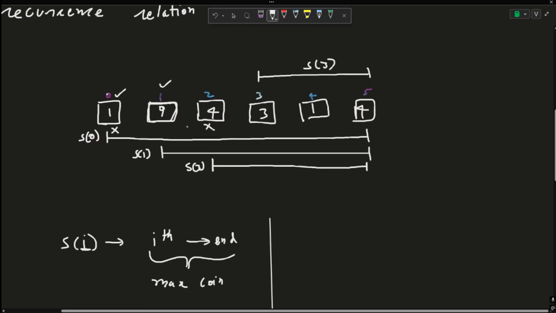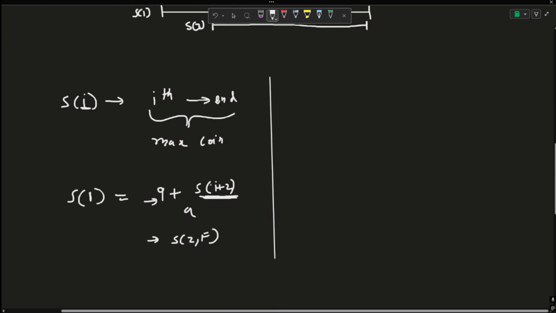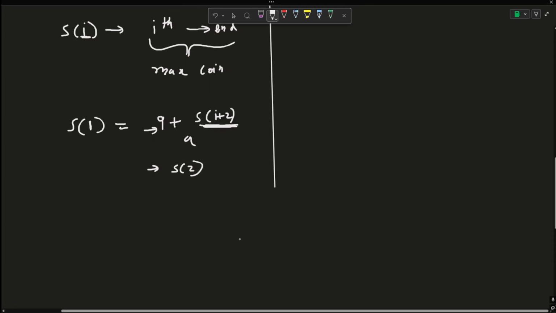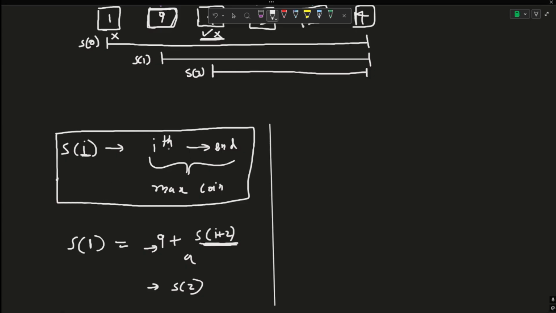And if I don't rob this house, then I should calculate S2, because I can rob or skip that house as well. Both the scenarios are valid. Then I should calculate S of 2. So now this works. This subproblem works. S of I starts at I and goes till the end, till max coins.